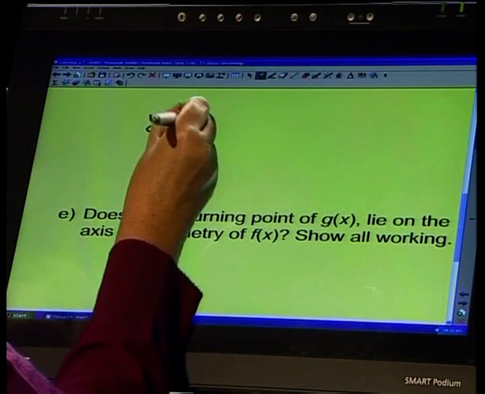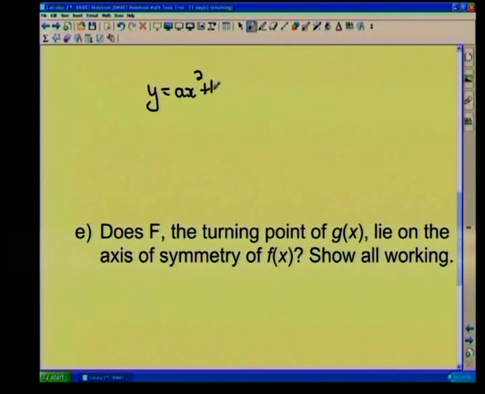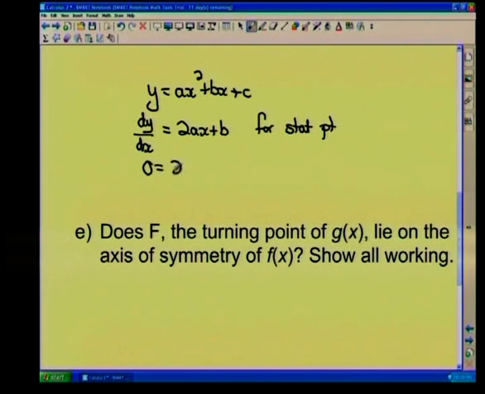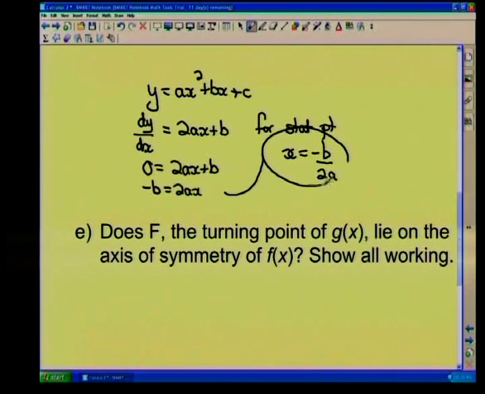As you know, this is the general form of a parabola. Now, if I find the derivative of that, I'm going to get 2ax plus b. Now, for a stationary point, or if you like, a turning point, we put the derivative equal to 0. So we get 2ax plus b equals 0, which means minus b is equal to 2ax, which means x is equal to minus b over 2a. Now, I can almost hear you all going, whoa, we didn't know that.